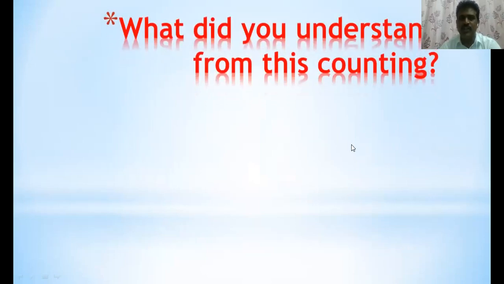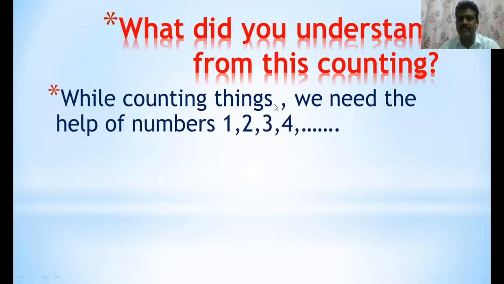Observe all these things. What did you understand from this counting? See, children, we have counted some tigers and some faces. So from this counting, what did you understand? While counting things, we need the help of numbers like 1, 2, 3, 4, etc. Whether it is a tiger, faces, our pens, or pencils, if you count some objects, we need the help of numbers. Why? Because to denote the number of things which we count. That's why we need numbers: 1, 2, 3, 4, and so on.